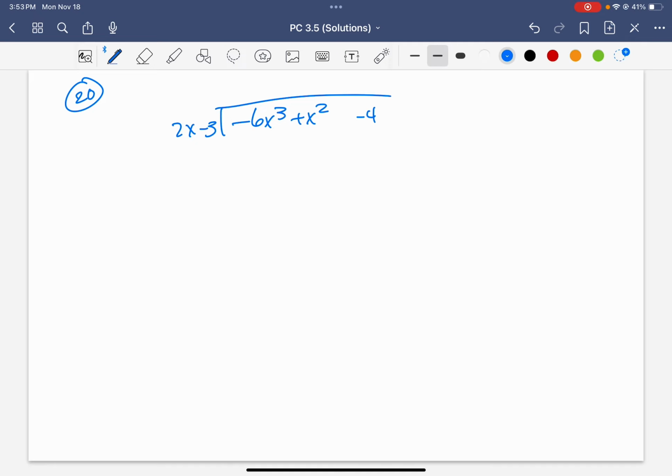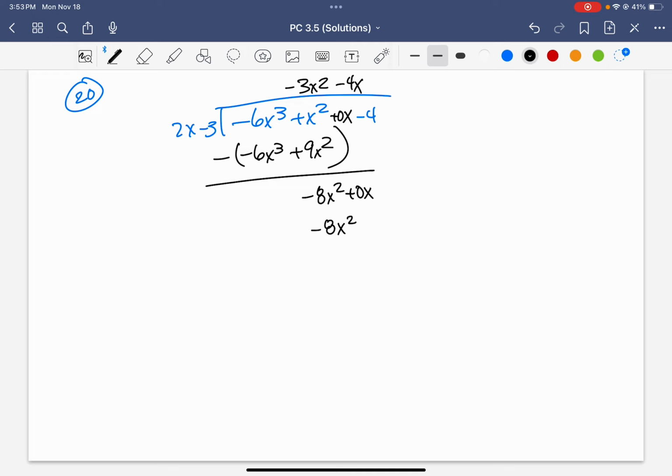So when you do that, notice you need plus no x's. So I guess I'm going to do a 3x squared to get a negative 3x squared to get negative 6x cubed plus 9x squared. This minus this is negative 8x squared. Bring down the no x's. Negative 4x gives me negative 8x squared plus 12x. This minus is going to be negative 12x minus 4.